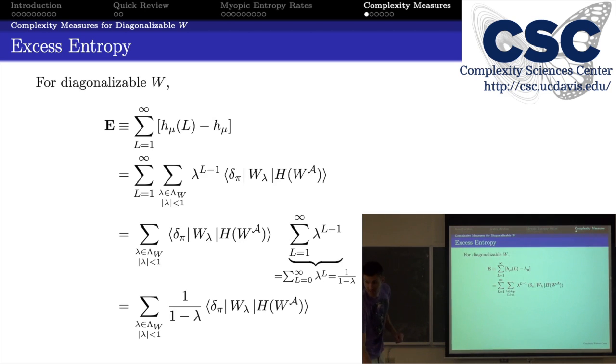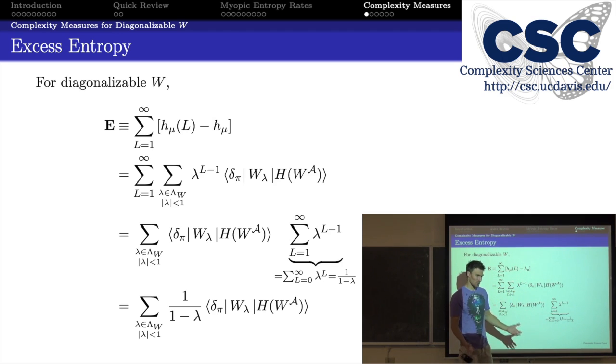So you guys know where we're headed at this point. We just rearrange until all the L dependence is over here. This is something we can definitely do. This is just the infinite sum from 0 to infinity of lambda to the L. It's really just the most simple geometric progression you can get. You get 1 over 1 minus lambda.